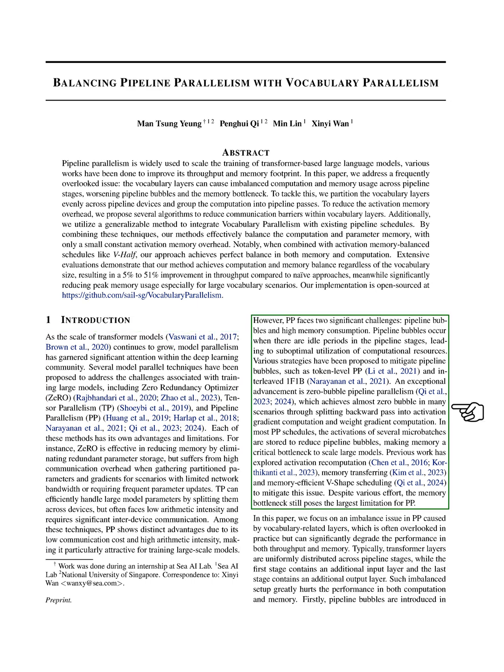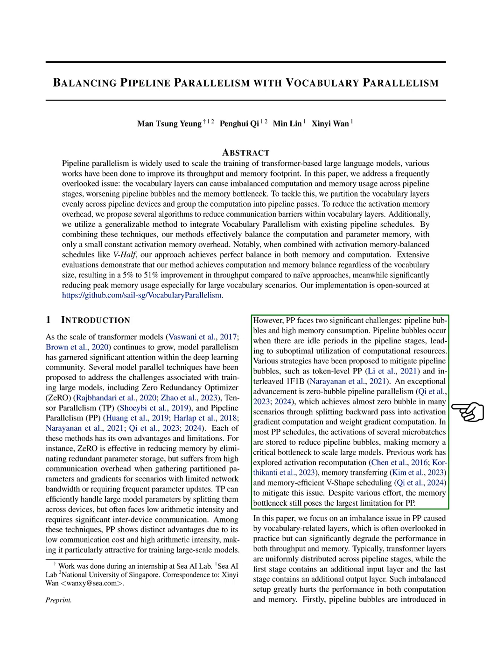Pipeline bubbles occur when certain stages in the pipeline are idle, leading to inefficient use of resources. We note various strategies to reduce these bubbles, including token-level PP and interleaved 1F1B. A notable advancement is zero-bubble pipeline parallelism, which minimizes bubbles by separating the backward pass into two parts, one for computing activation gradients and another for weight gradients.